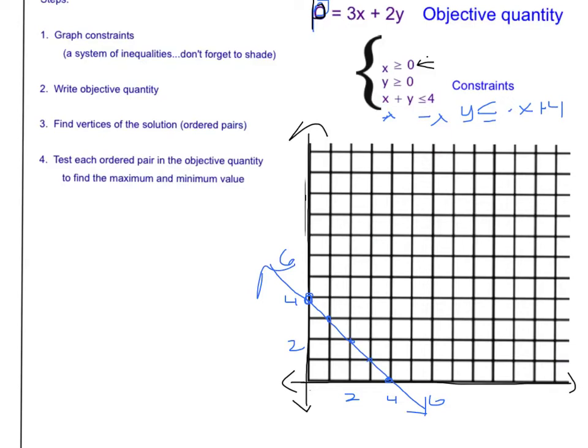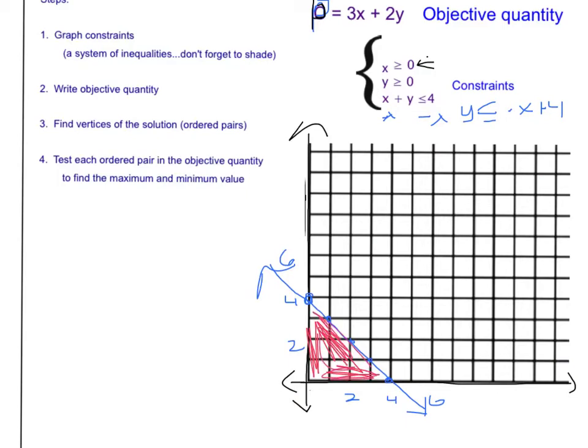So since I knew that all of this was shaded, everything right now that I am showing is part of the solution. But this says it needs to be less than. So it's going to be this part right here. Or I could put in 0. 0 is less than or equal to 0 plus 4. So that's true. So it's going to be this shaded region right here.